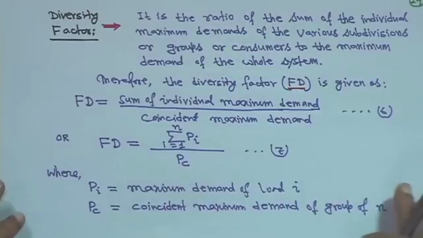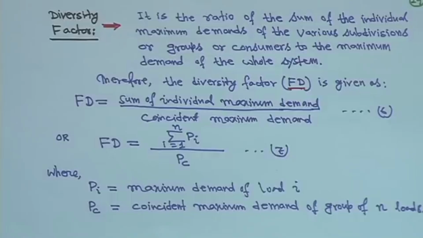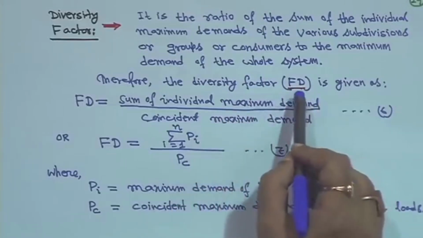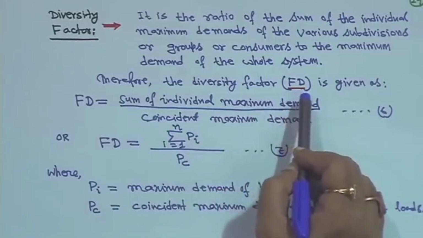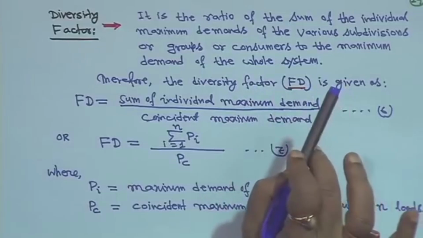Next is your diversity factor. It is the ratio of the sum of the individual maximum demands of the various subdivisions or groups or consumers to the maximum demand of the whole system. For example, for diversity factor we are using the term FD, because for demand factor we have used the term DF previously. So, that is why I have made it FD. So, there should not be any confusion.